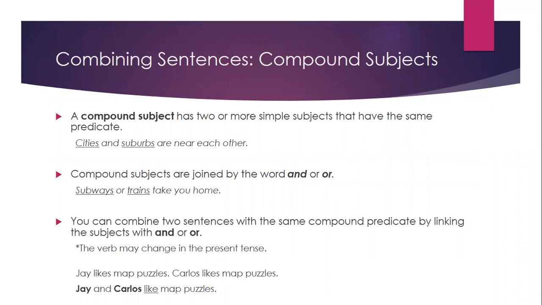You can combine two sentences with the same predicates by linking the subjects with and or. Keep in mind, guys, that the verb may change in the present tense. Here's an example. Jay likes map puzzles. Carlos likes map puzzles. All right, we must change the verb to like. Jay and Carlos like map puzzles. Why did we change like? Because Jay and Carlos now becomes plural. All right, so we must use correct subject-verb agreement.